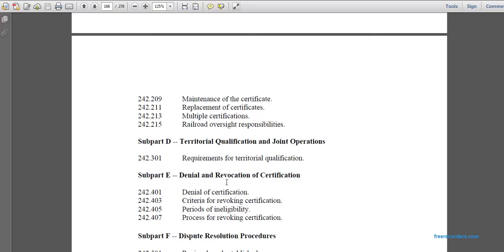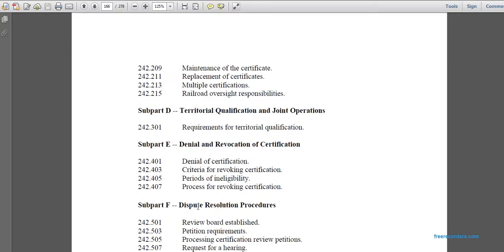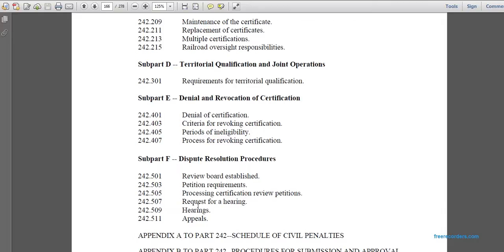Subpart D, Territorial Qualifications, Joint Operations. 242.301 Requirements for territorial qualifications. Subpart E, Denial and Revocation of Certification. 242.401 Denial of certification. 242.403 Criteria for revoking certification. 242.405 Periods of ineligibility. 242.407 Process for revoking certification. Subpart F, Dispute Resolution Procedures. 242.501 Review board established. 242.503 Petition requirements. 242.505 Processing certification review petitions. 242.507 Request for a hearing. 242.509 Hearings.